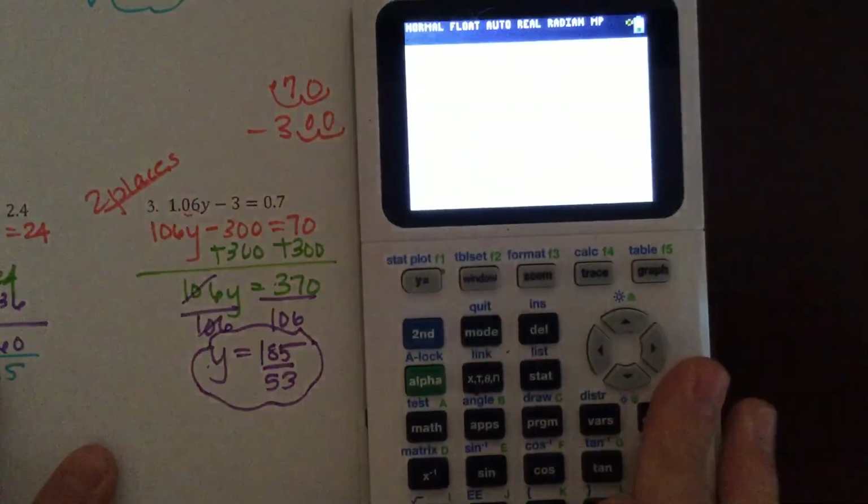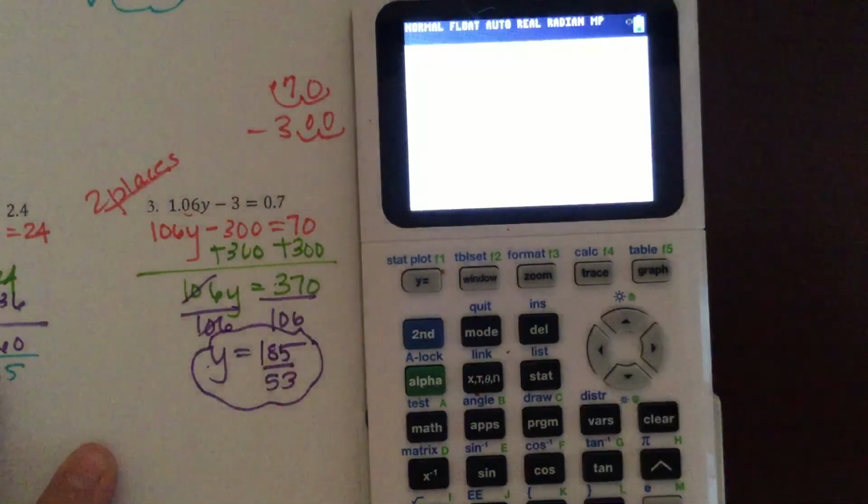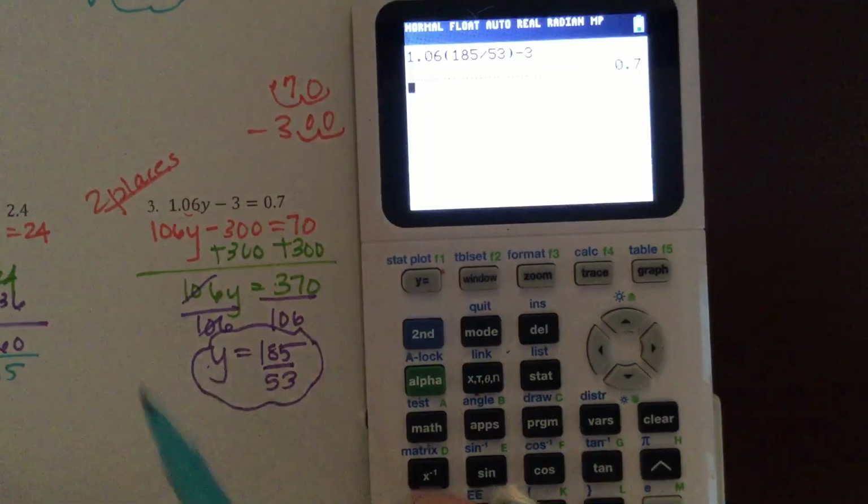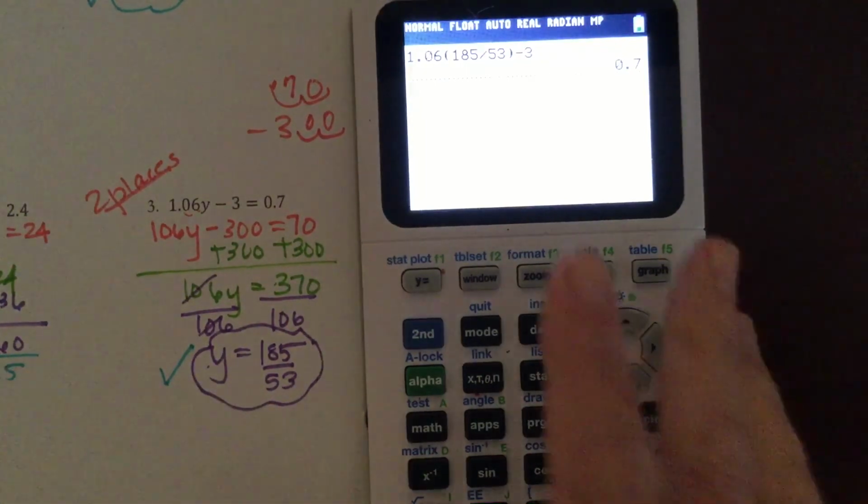Our last step is just to check. 1.06 times 185 over 53 minus 3 does in fact come out to be 0.7. So I am confident that 185 over 53 is my solution.